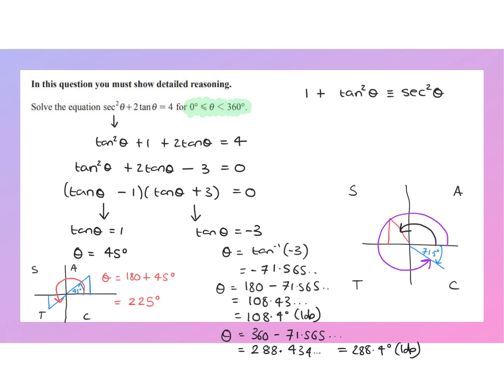Again, this equation can be solved very, very easily by drawing a sketch of a trigonometric graph. So sketch the graph y equals tan theta if you're not comfortable using the cast diagrams or the quadrants in order to find your answers. Now, this then allows us to see all four possible answers. Theta is 45, or 225, or 108.4, or 288.4 degrees. There are four answers within the given range.